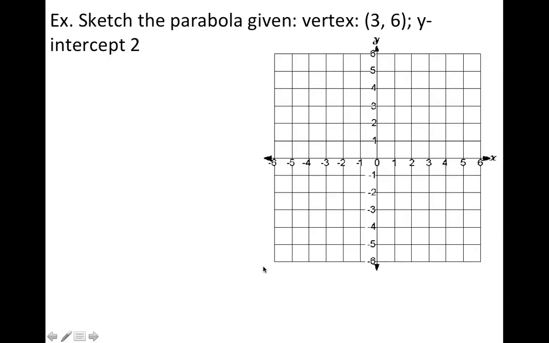So I think you're getting the hang of this now, so go ahead and graph this function. If we notice there, it gives us the vertex and the y-intercept. So if we plot our vertex at 3, 6, and our y-intercept is 2, remember your vertex is your point of reflection, so reflect it over to the other side. So I have another point at 6, 2. Connect your points and you are done.